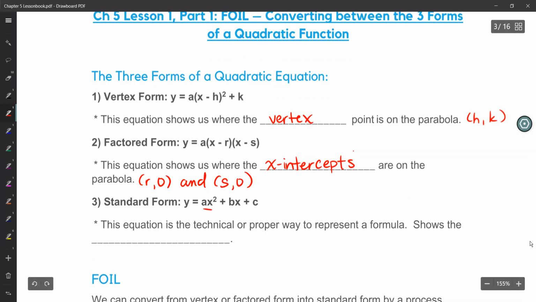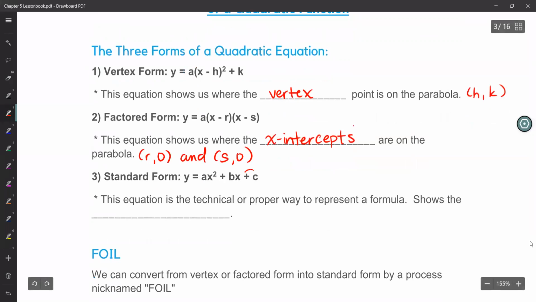So we see ax² + bx + c. And the a here is actually the same as the a's that you'll see across each of these formulas. So the a still tells us whether the quadratic opens up or down, and it can also tell us the vertical stretch or compression factor. The constant value of the standard form equation shows us the y-intercept of the quadratic. So the y-intercept can be found at the point (0, c).